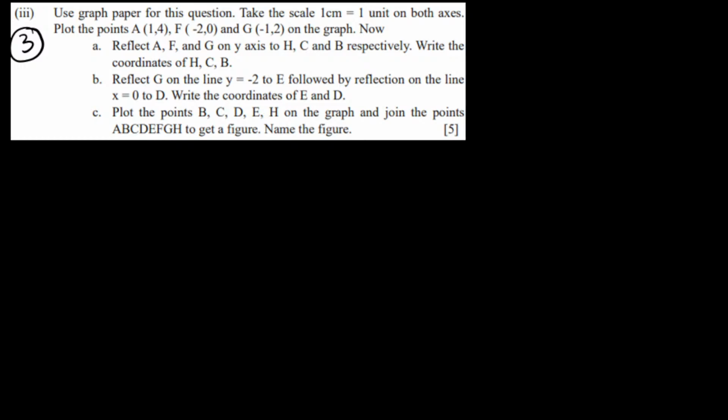Okay, so let's see what is given to us. Use graph paper for this question. Plot the points. First of all, these points we have to plot on the graph sheet. A is (1, 4), then F is (-2, 0), G is (-1, 2). So let's plot these points first of all.